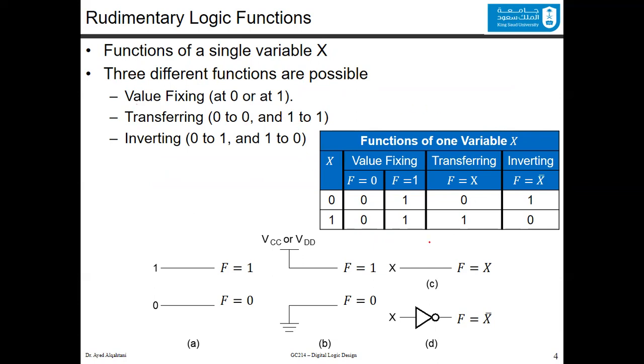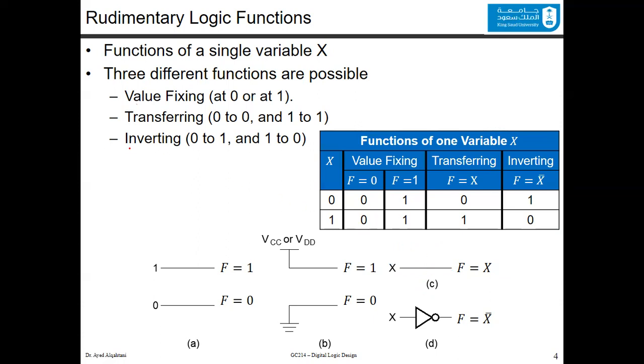And as you can see in this table, for value fixing, no matter what the value of x is, if the function is equal to 0, it's going to be always 0. If it is equal to 1, it's going to be always 1. While in transferring, the function f will be equal to x. If it is 0, you transfer it to 0 in the output. If the input is 1, you also transfer it to the output to be 1. And this is what we see here. The output will be equal to the value of x, so it will pass to the output. And you can see it's only a simple line.